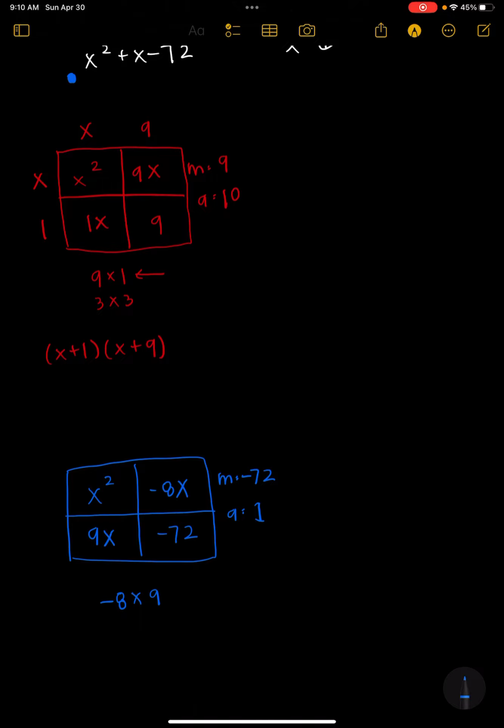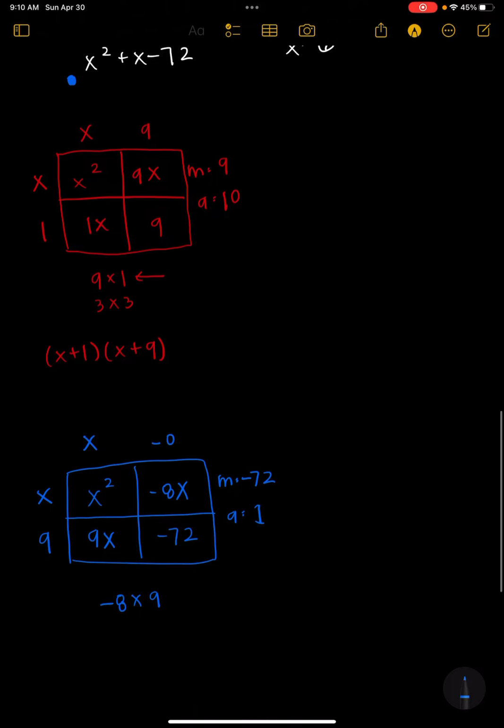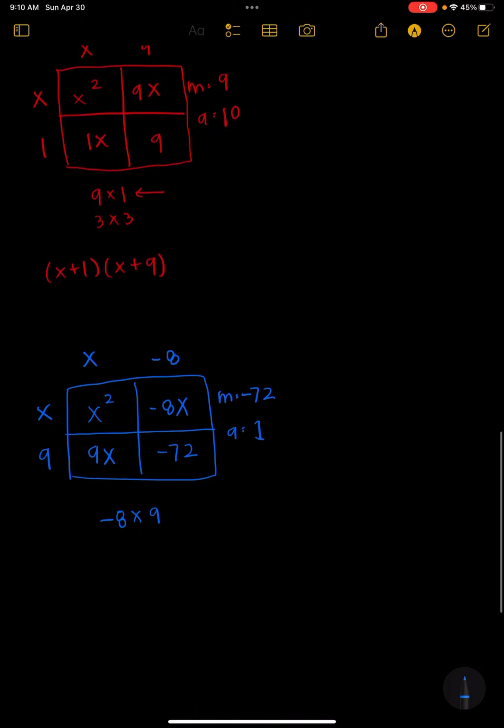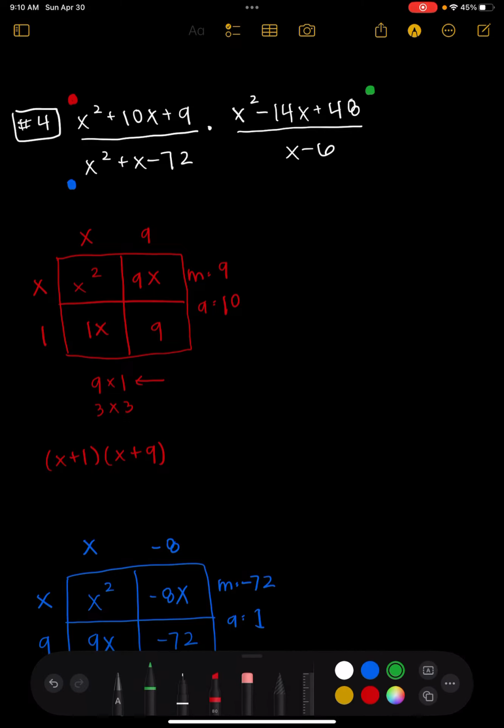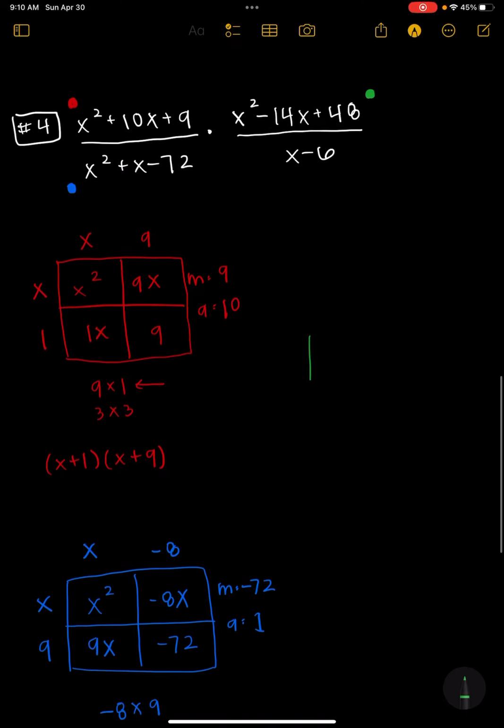What do the bottom 2 boxes have in common, or what can I divide them by? 9. The top 2 boxes have an x in common. The left 2 boxes have an x in common, and the right 2 boxes have a negative 8 in common because they're both negative. So the factors are x plus 9, x minus 8. All right, now let's go to the green one and do the box for that guy.